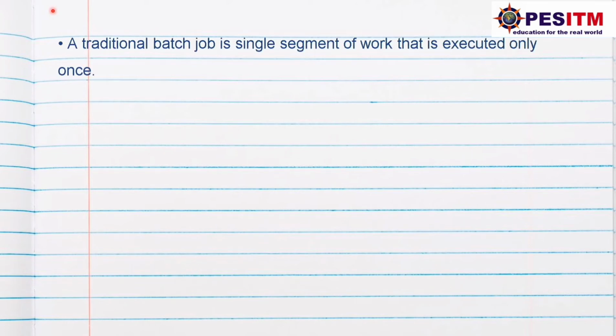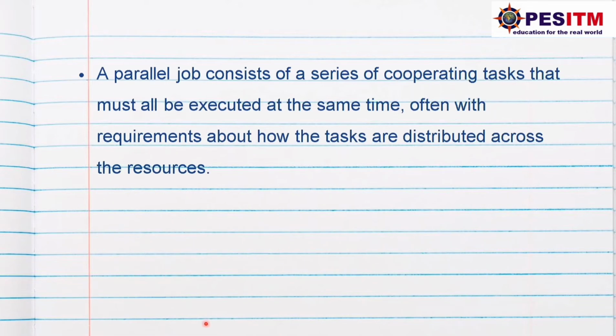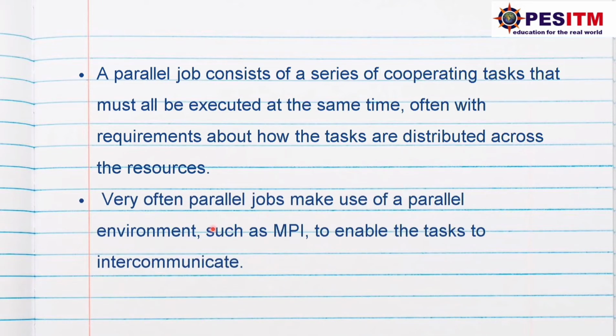A traditional batch job is a single segment of work that is executed only once. A parallel job consists of a series of cooperating tasks that must be executed at the same time, often with requirements about how the tasks are distributed across the resources. Very often, parallel jobs make use of parallel environments such as MPI to enable the tasks to intercommunicate.